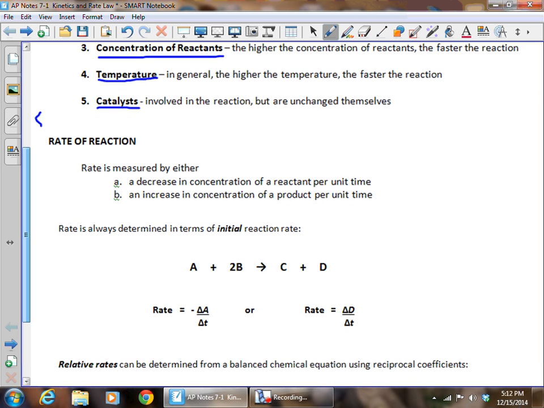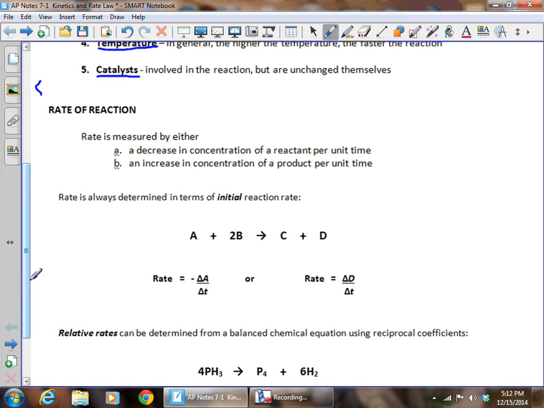Now, the rate of reaction can be measured a couple of different ways. We can measure it as a decrease in concentration of a reactant per unit time. Because if you think about it, the reactants are constantly reacting and they are going away, if you will, disappearing and turning into the product. So we can also talk about it in terms of how fast the concentration of a product is increasing. And we always determine rate in terms of the initial reaction rate of that particular chemical reaction.